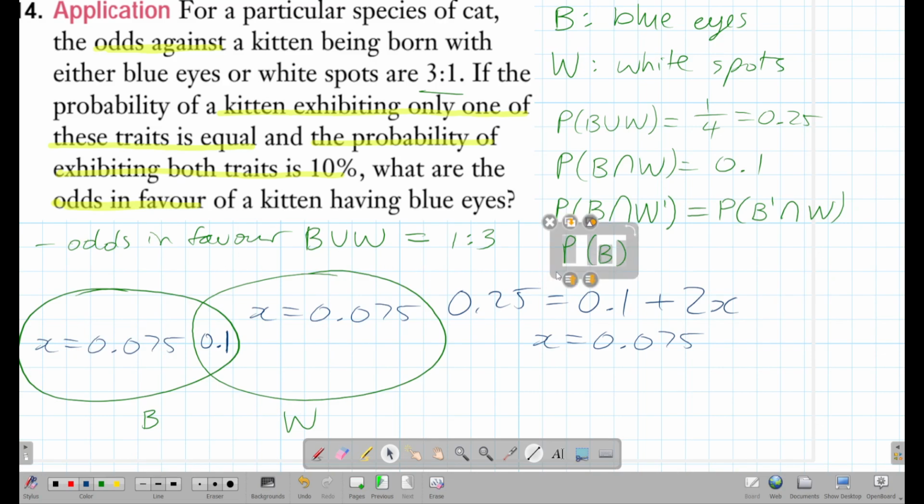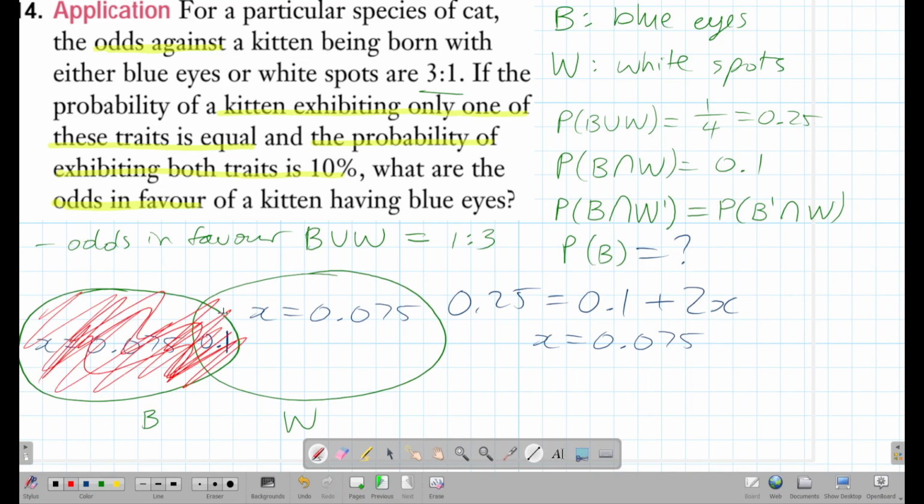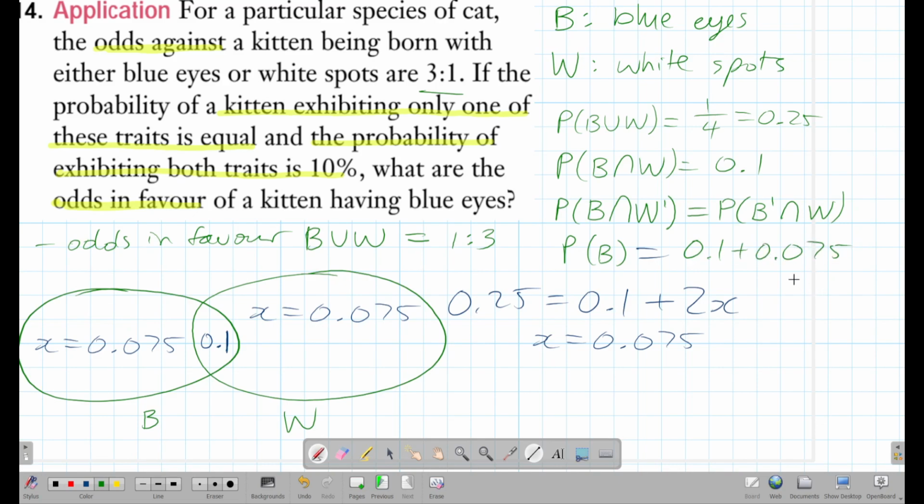Okay. So our question is asking us for this, because if you have the probability of blue eyes, then you can find the odds for blue eyes. So we can find the probability of blue eyes, because to find this, it's just this shaded circle, the entire circle on the left. So probability of blue eyes is going to be equal to 0.1 plus 0.075, and that's going to just be 0.175. Okay, so now we have the probability of blue eyes.